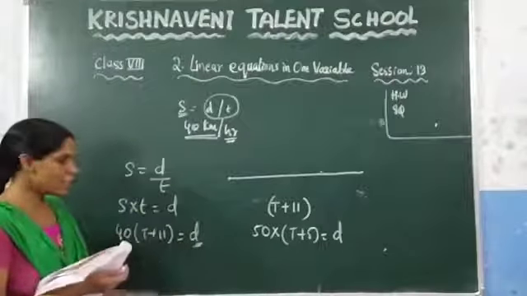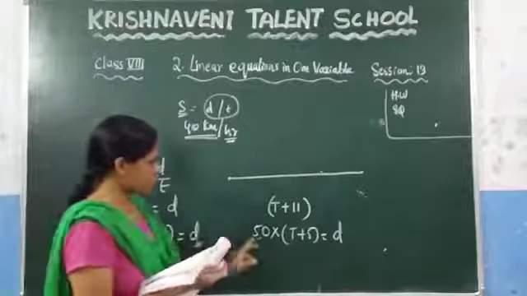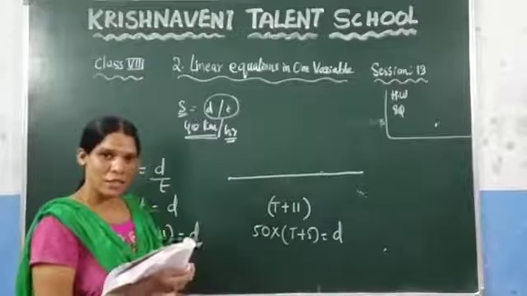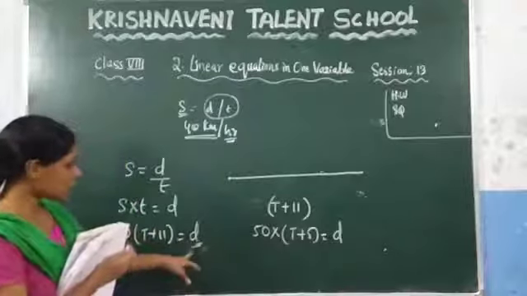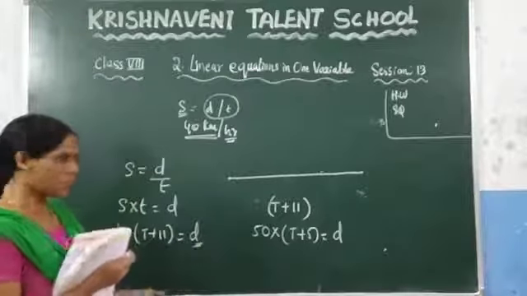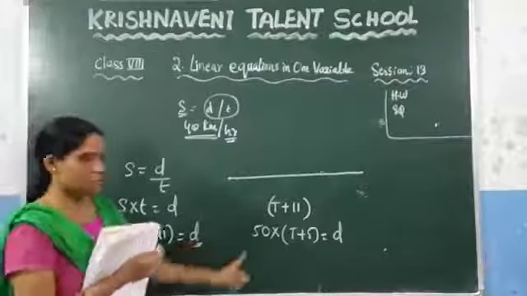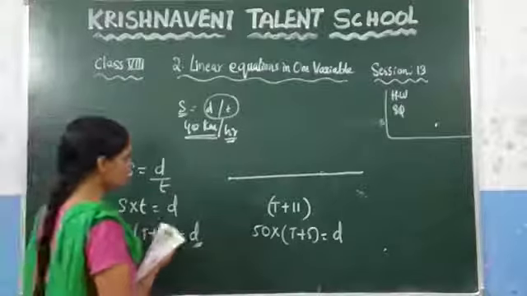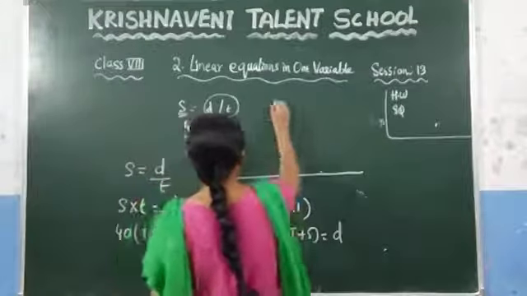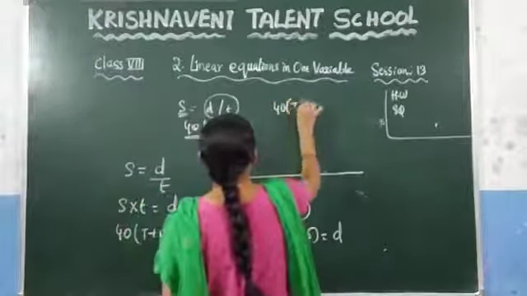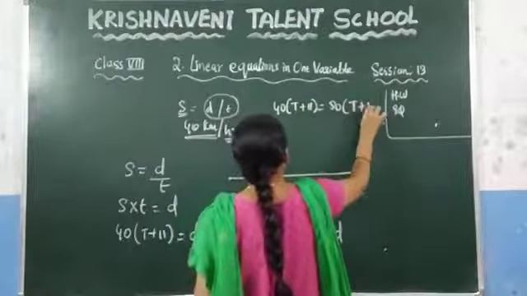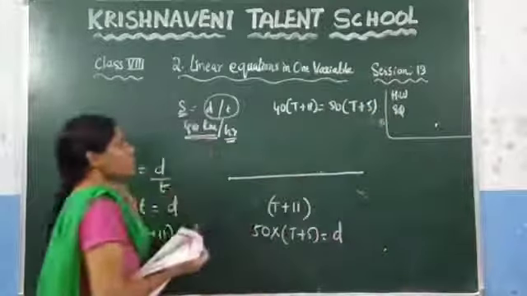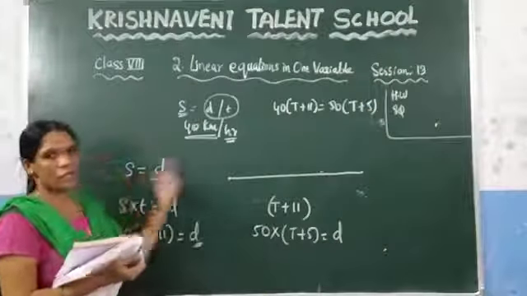Since in this condition and in this condition the distances are the same, you can equate these two values. You can observe that the RHS parts are the same, the distance is the same. So after equating these two values, you get 40 into t plus 11 is equal to 50 into t plus 5. Now from this equation you can calculate the value of t.